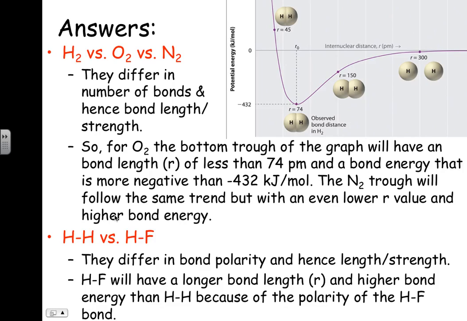The N2 trough will follow the exact same trend. It's got a triple bond, so the trough will be up a little bit higher with your values, and it will have an even more negative bond energy. And then for the hydrogen-hydrogen single and the hydrogen-fluorine single, they differ in bond polarity, and hence also in bond length and bond strength. Since the HF has a longer bond length, because the fluorine is pulling those electrons towards it and pushes the hydrogen a little bit further away, it's going to have a longer bond length, and it's also going to have a higher bond energy. And that's all because of polarity.